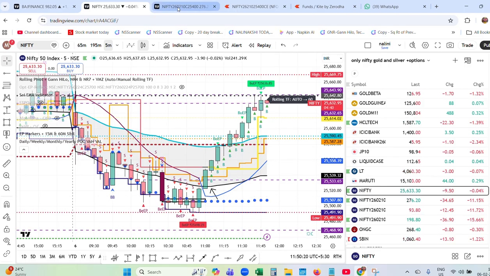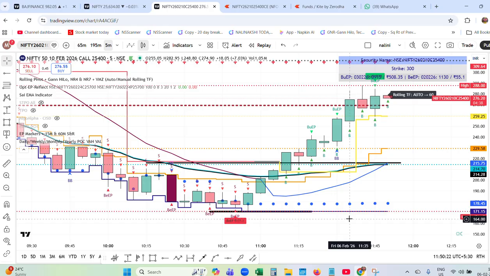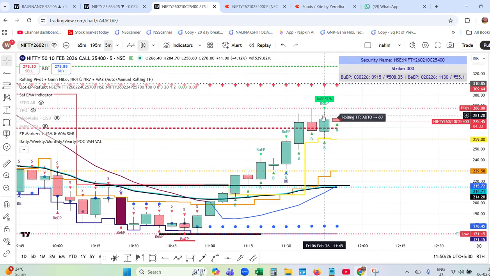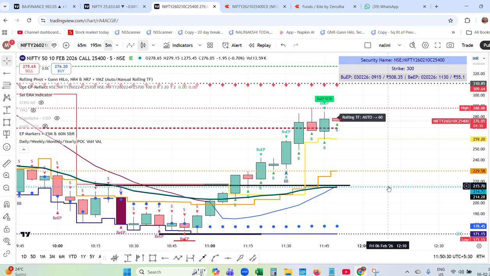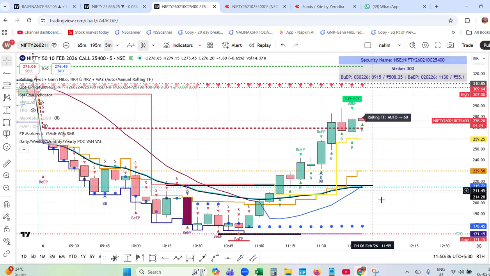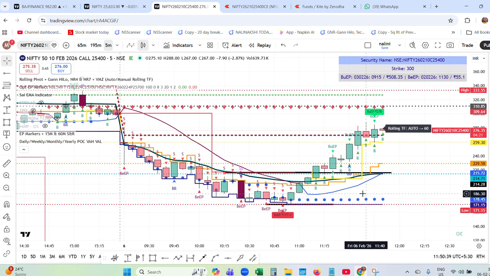So this call option from 100 went up to 171, it rallied up to, can you believe, friends, 288. So option buyers can also make money if they time the market. Timing is very important. Timing the market with the help of the indicators and clarity, that is very important for an option buyer. That's what I'm showing to you.